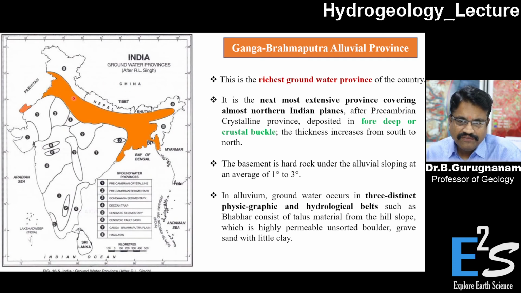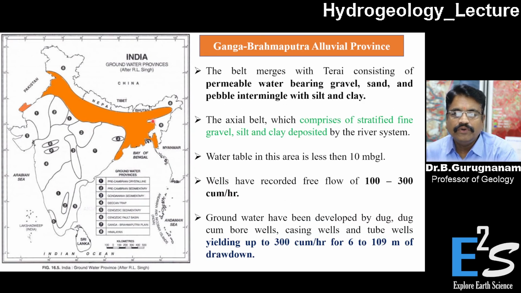The Ganga Brahmaputra, located in the northern part, is the richest groundwater province. It is the next most extensive province, covering almost the entire northern plain. The basement is hard rock, with alluvium dipping 1 to 3 degrees. There are three alluvium belts with good groundwater aquifers in three distinct physiographic and hydrological belts, such as talus material and hill slope, which is the area where you will get good yield.